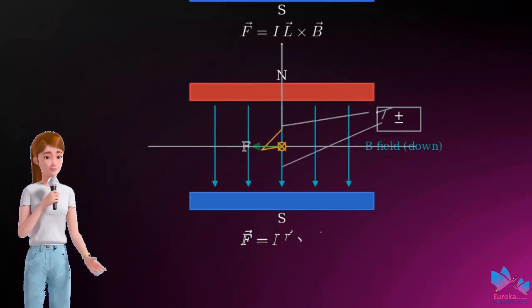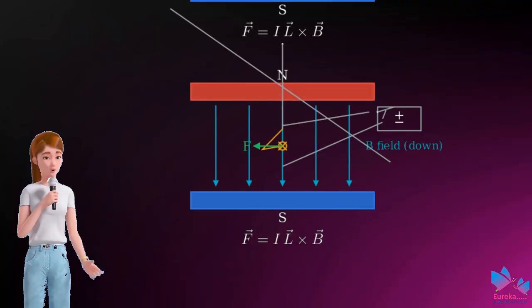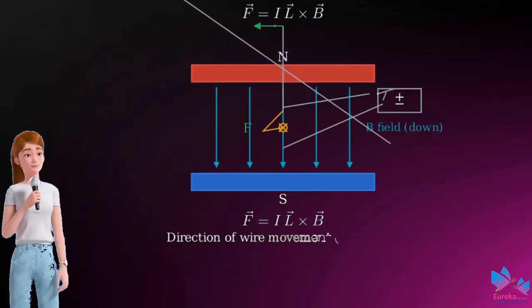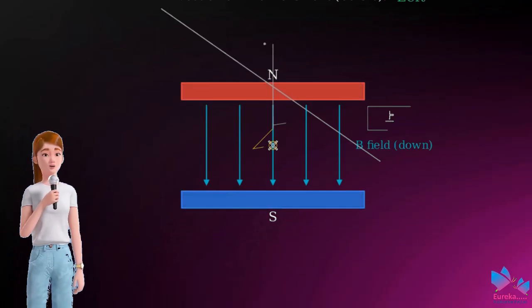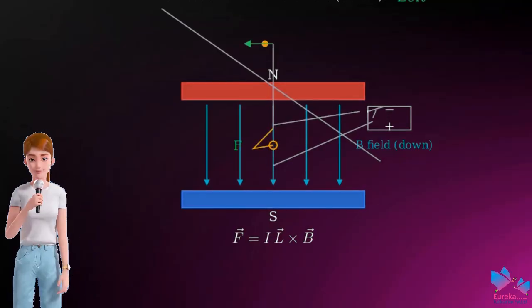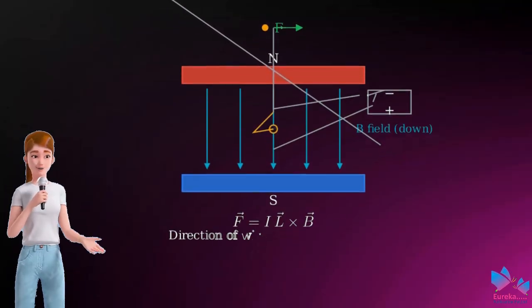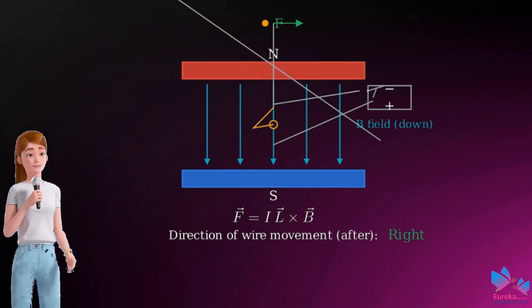Close the switch briefly. With current going into the page, the wire is pushed to the left by the motor effect. Now, reverse the battery connections. With current out of the page, the force reverses and the wire jumps to the right.